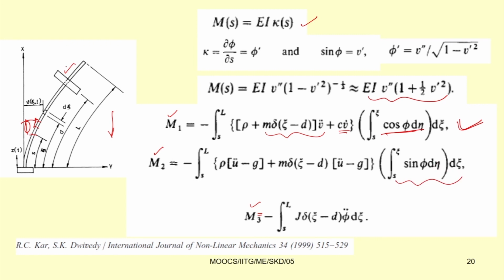Similarly, taking the rotary inertia, let J be the rotary inertia of the system. Due to this mass, the rotary inertia of the system will be multiplied by phi double dot, that will give you the m3 integration from s to L of J delta zeta minus d phi double dot d zeta. So, this is the rotary inertia due to this attached mass at an arbitrary position.